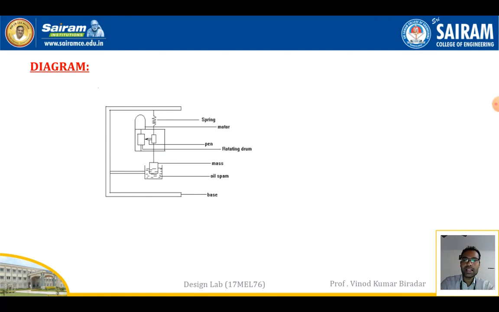Here is the diagram of the lab setup. This experimental setup consists of a spring, mass, damper, pen, rotating drum, mass, and oil pan, which is the base. The spring is attached to the sketch pen, and a string is attached to the mass. That mass is kept under the oil, that is SAE oil. Once you switch on the motor, to give the twist along the vertical direction, the vibration is plotted automatically on the graph sheet.